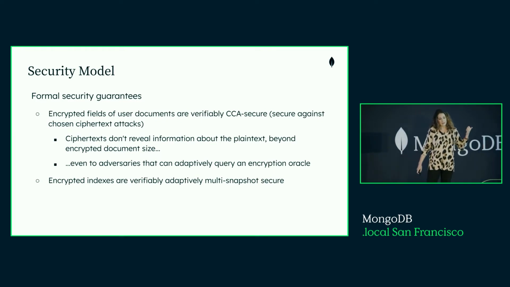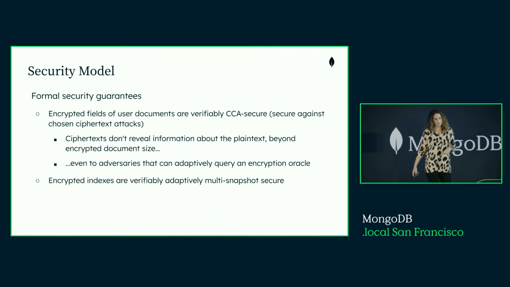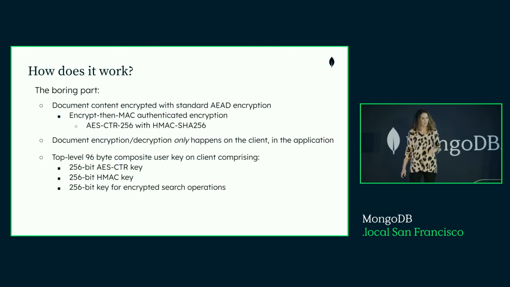So the formal security guarantees, again, I talk about this being fully randomized data. It's verifiably CCA, so chosen ciphertext attack secure. The ciphertexts don't reveal anything about the plain text, which is what happens in deterministic encryption if you have low cardinality or a low number of values. What they can tell is the encrypted document size. The encrypted indexes also are the same, verifiably adaptive multi-snapshot secure. And I'll talk about the encrypted indexes in this next slide so you understand the difference between the two.